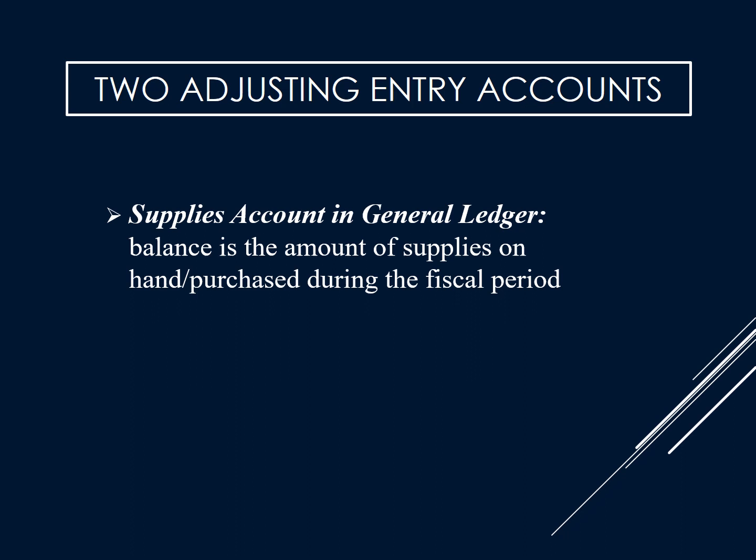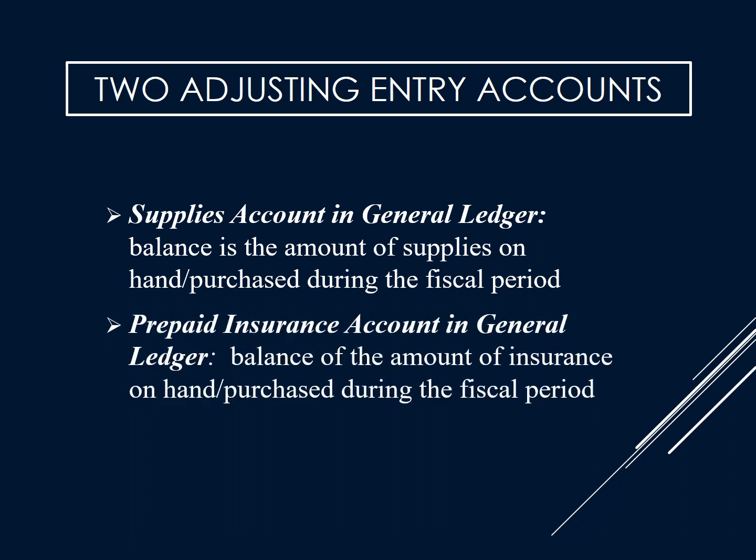Your supplies account in the general ledger has a balance with an amount of supplies that you purchased at the start of the fiscal period or during the fiscal period. Prepaid insurance account in your general ledger has the balance of the amount of insurance that you bought during the fiscal period. For example, you have purchased insurance for 4 months. That amount in your insurance account is still on your books whether or not you have used up that portion or have spent that portion.